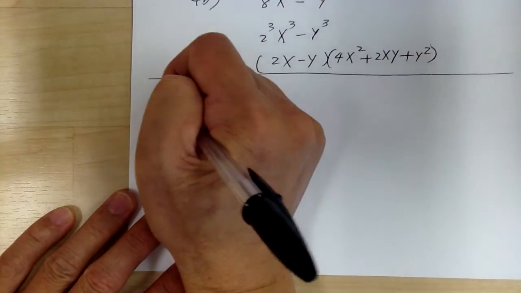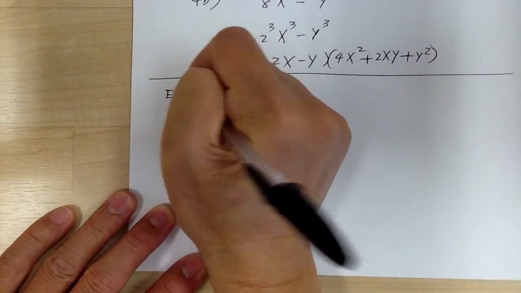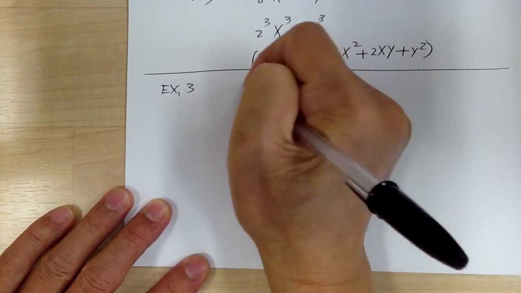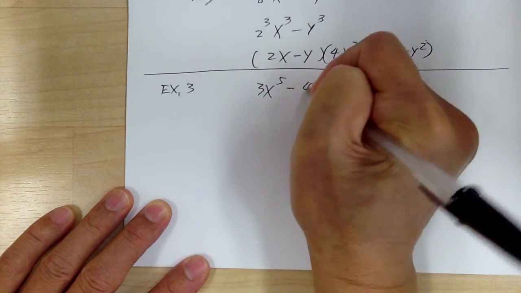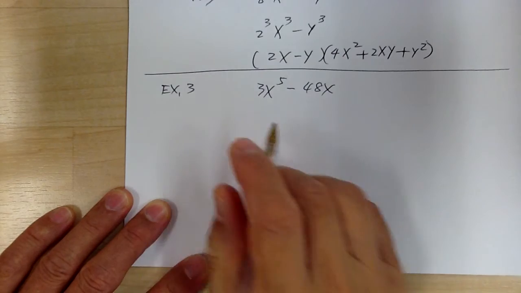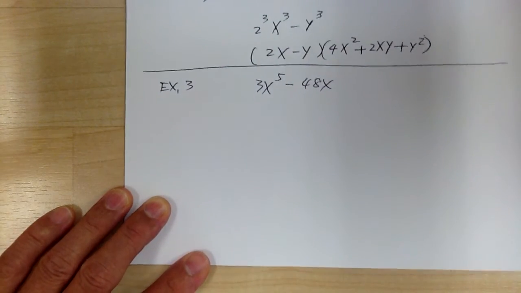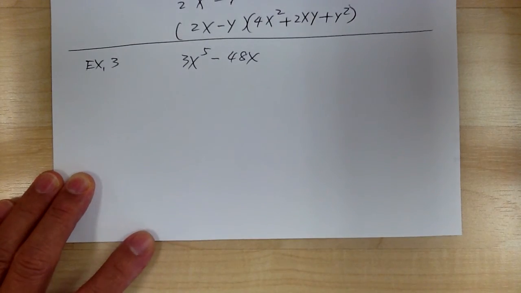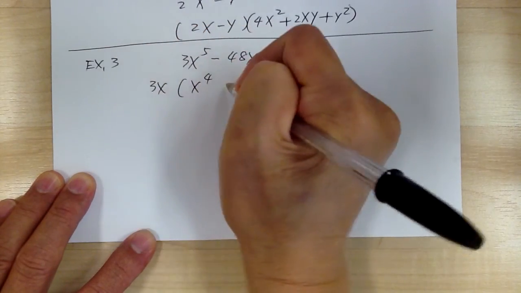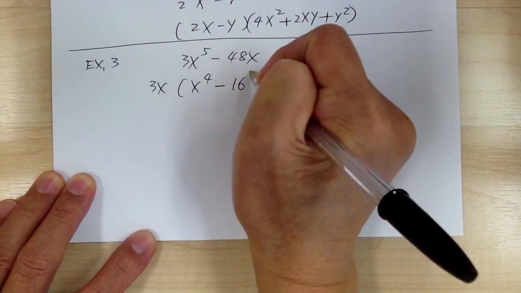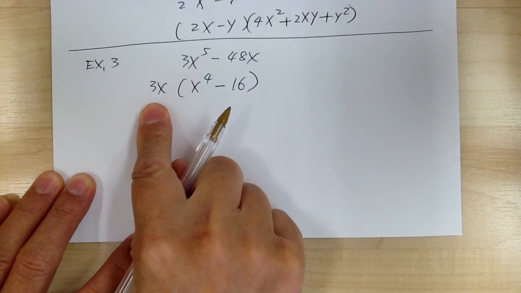So every problem you need to go through the steps. So you have 3x to the 5 minus 48x, right? So again, when you're doing the factoring, go through the checklist. Step 1, common factor. You can factor out the 3x. So it becomes x to the 4 minus 16. Okay, so that's your step 1.